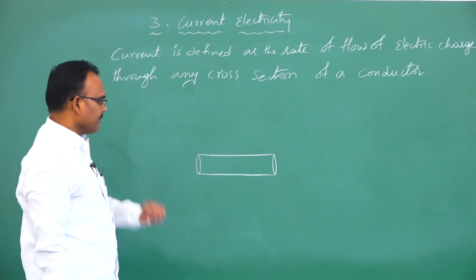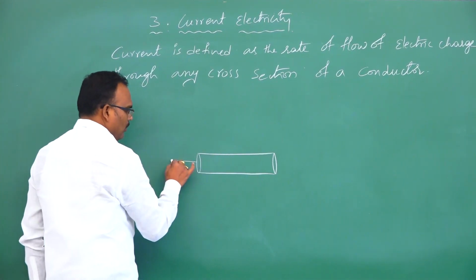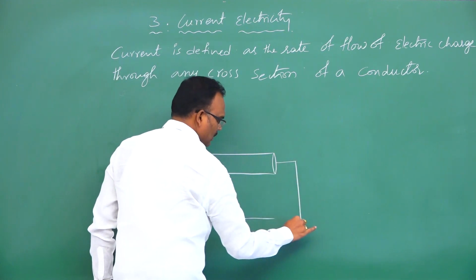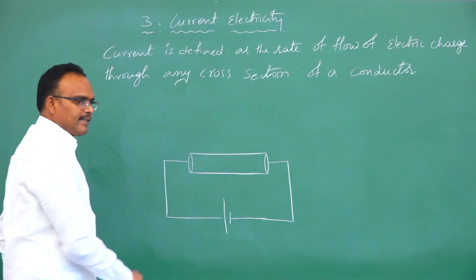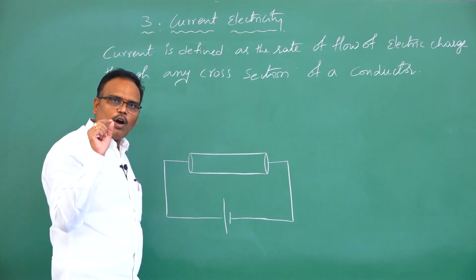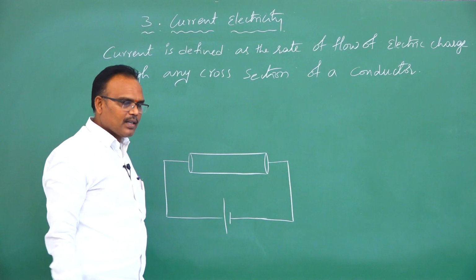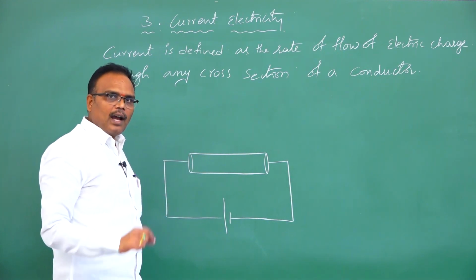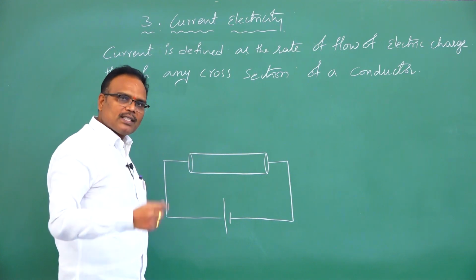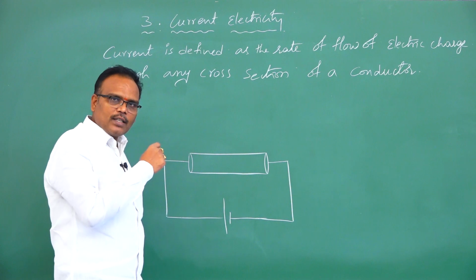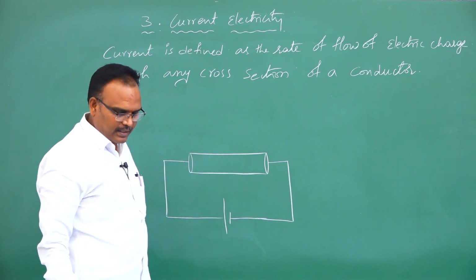In solids, flow of charge means only flow of electrons. Why? Because we have already studied in previous classes that at room temperature an atom loses electrons. Okay, those free electrons can move from one place to another place.